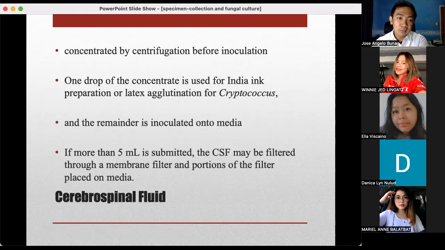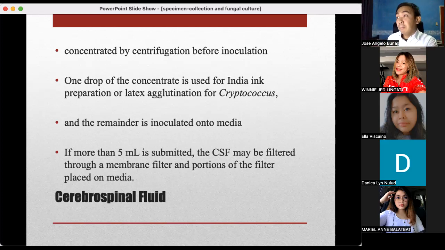For CSF, kailangan po i-centrifuge to obtain more concentrated specimen. You could also perform filtration technique. And then after that, it could be subjected to your India ink or culture inoculation. So 1 drop of the concentrate is used for India ink preparation or latex agglutination for Cryptococcus, and the remainder is inoculated on your media.